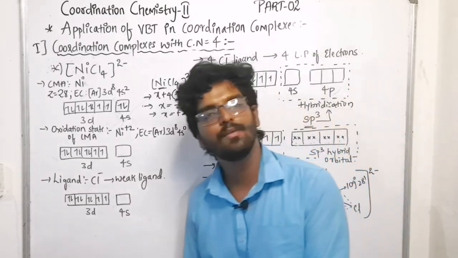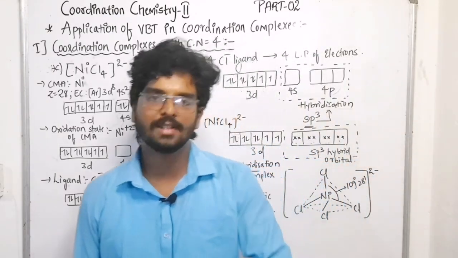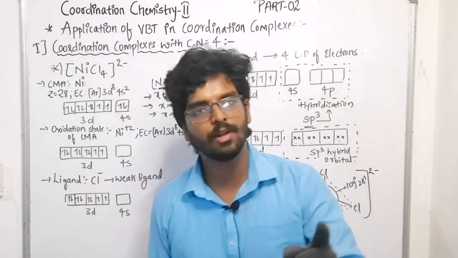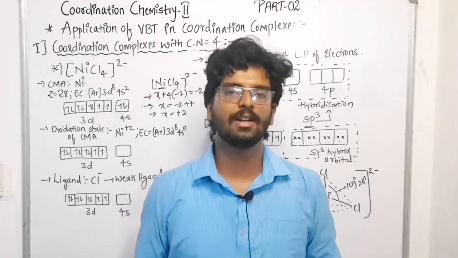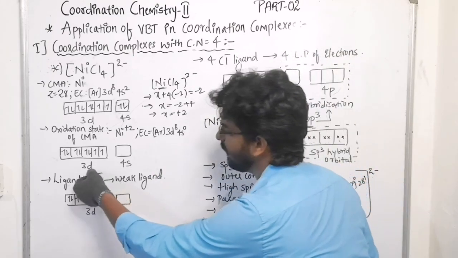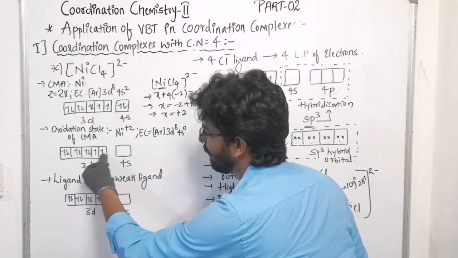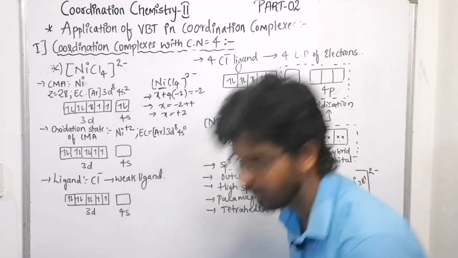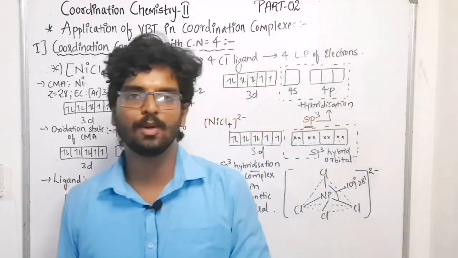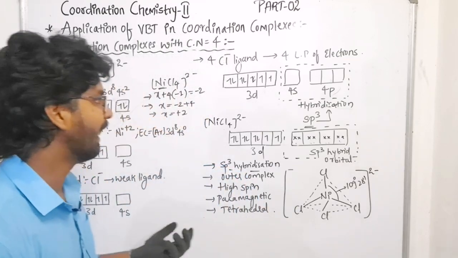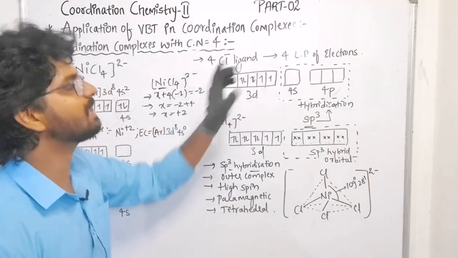If there is a presence of strong ligand, you should go for the pairing up of electrons. If there is a presence of weak ligand, no pairing of electrons takes place. Here in the 3d orbital, even though we are having 2 unpaired electrons, they remain as such only. So there won't be pairing of electrons, because Cl acts as a weak ligand.